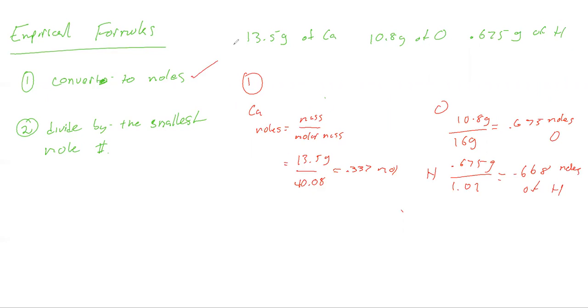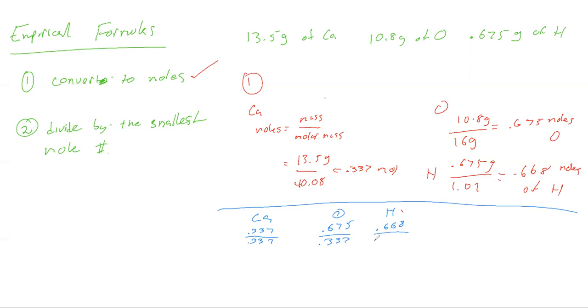Now we have to move on to step two, and this is where it gets a little tricky for some people. Step two, we have to divide by the smallest mole number. How I like to start is to say, okay, calcium, I have 0.337 moles. Oxygen, I have 0.675 moles. And hydrogen, I have 0.668 moles. Looking at all these numbers, I see that 0.337 is the smallest. So I'm going to divide each of these numbers by 0.337. That's what I mean by divide by the smallest mole number.